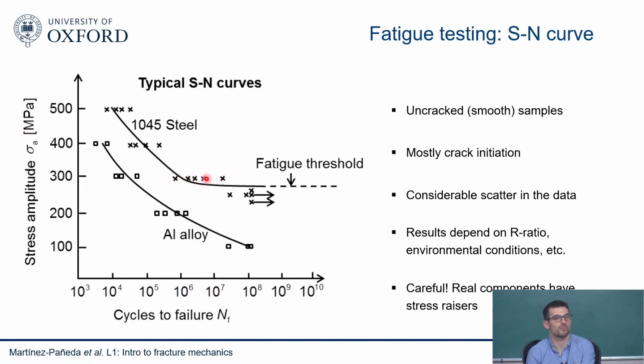So there's a lot of scatter because even though we think all are the same, they have different defect sizes to start with, and it's very microstructurally dominated. So there's a lot of scatter in the data, and of course results depend on the R ratio and environmental conditions.